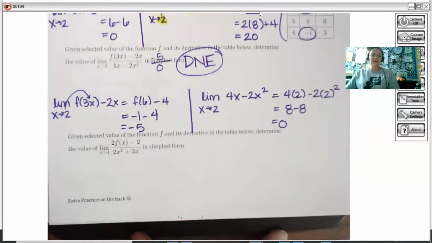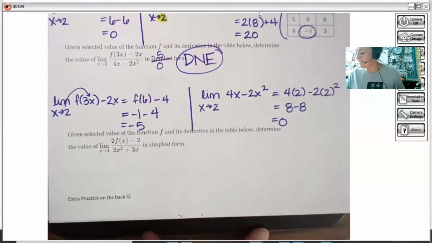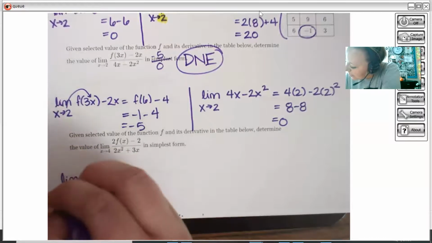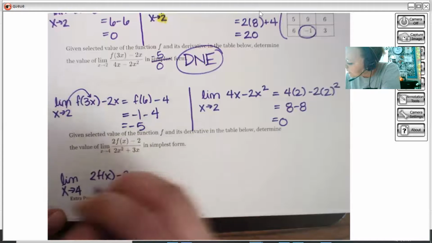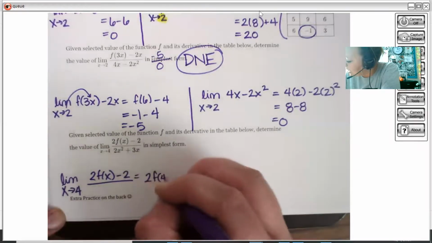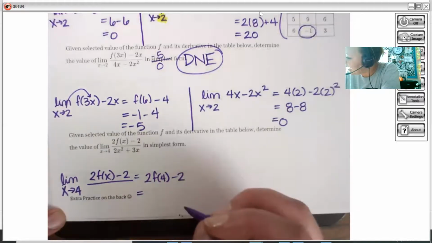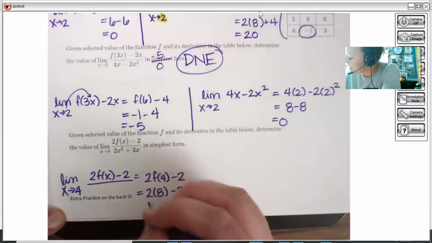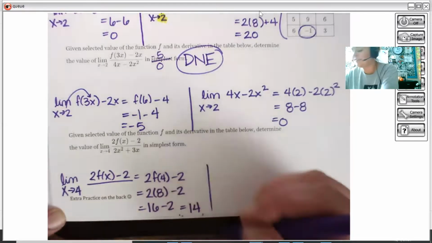Okay, last one. Hopefully this one is 0 over 0 or I'm going to be really sad. Okay, so we're doing x approaches 4. So I'm going to do the limit as x approaches 4 of the top, which is 2f of x minus 2. That's going to give me 2f of 4 minus 2. F of 4 is 8. 2 times 8 minus 2 is 16 minus 2, which is not 0. It came out to be 14.